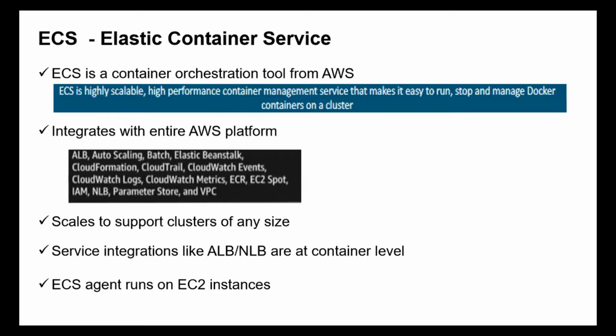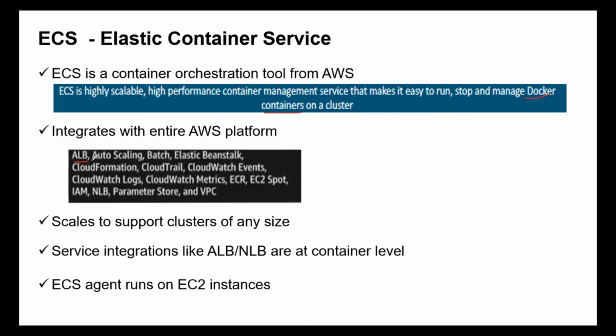Now, what is ECS? ECS is a container orchestration tool from AWS. It is a highly scalable, high performance container management service that makes it easy to run, stop, and manage Docker containers on a cluster. Typically, if you want to manage your containers within your AWS environment, you can go ahead and launch the cluster via this ECS service. It integrates with the entire AWS platform.